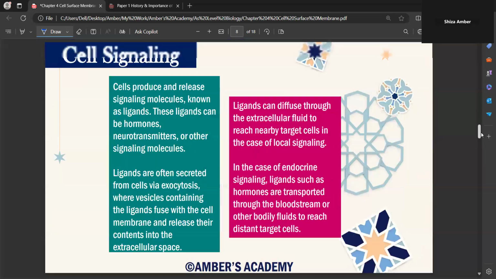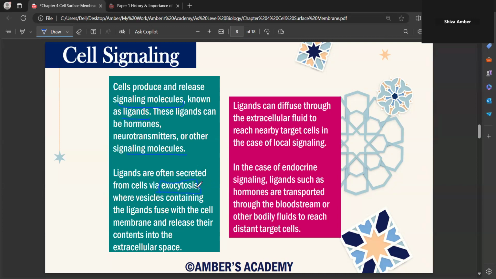Now coming towards cell signaling. Cells produce and release signaling molecules, and these signaling molecules are known as ligands. Ligands could be hormones, neurotransmitters, or other signaling molecules. And why are these signaling molecules released? Because they carry some sort of message for cells. Ligands are often secreted from cells via exocytosis. Do not worry about exocytosis. We are going to discuss it in the upcoming slides.